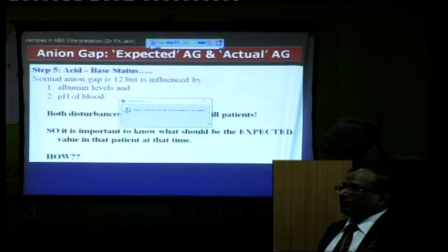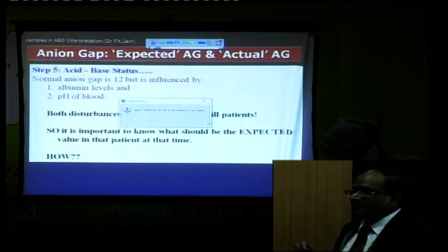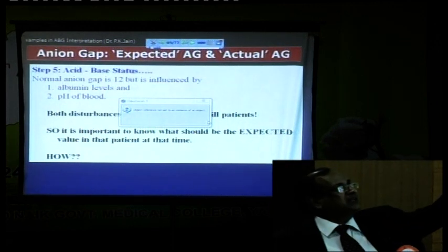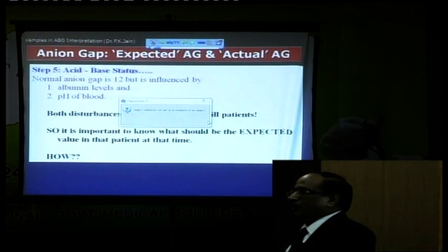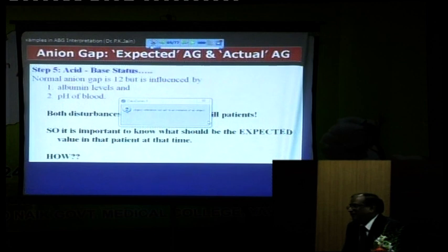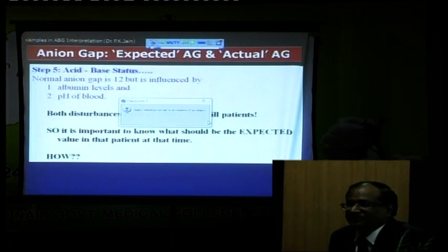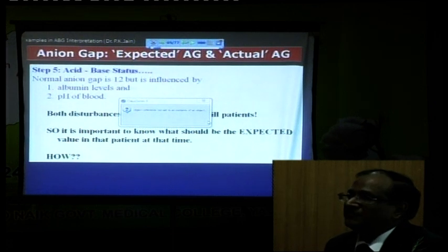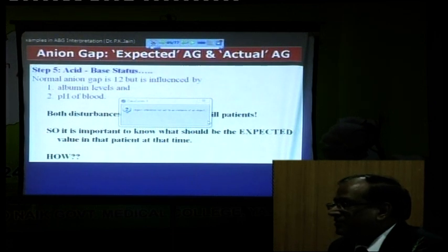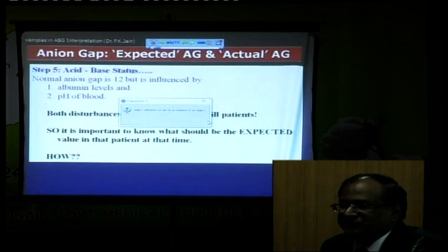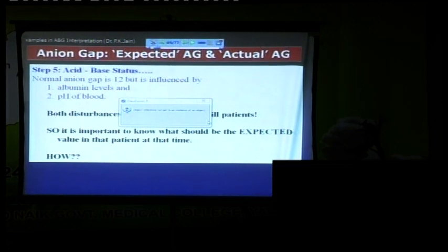How do you find out what is the expected anion gap? For expected anion gap, you have to use a formula where you start with 12, but correct for albumin and correct for pH. Now, the correction for albumin is that if your albumin falls, your anion gap falls. If albumin falls by 1, your anion gap falls by double the amount, so 2. If albumin increases, your anion gap increases. Second is pH. If there is acidosis, your anion gap drops by 2. And if there is alkalosis, it increases by 4. These are numbers which you have to remember. You can write them down. But it gives you a value.